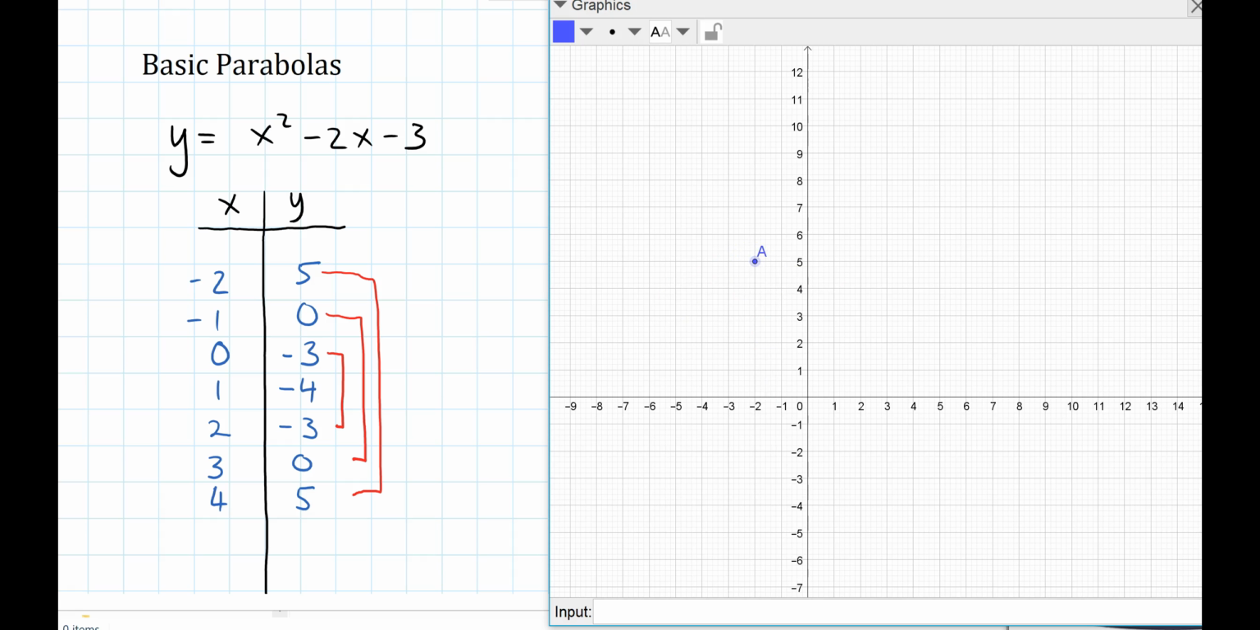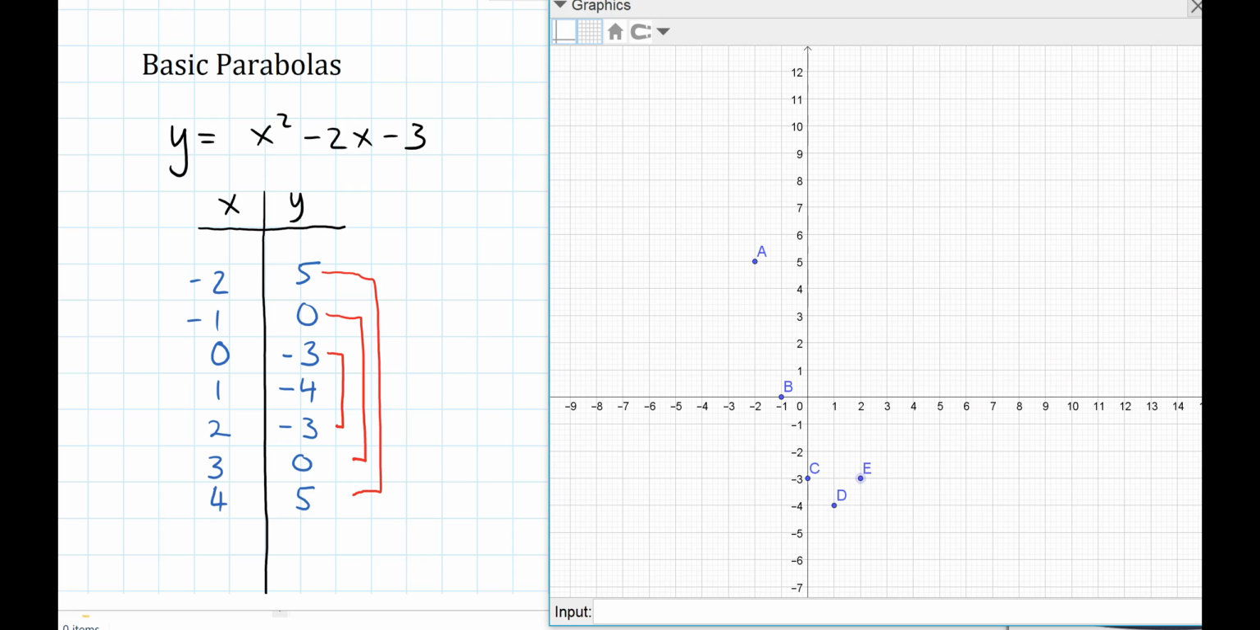Get my next point, which is -1, 0. That's over here on the x-axis, where x is -1 and y is 0. Then I go and plot when x is 0 and y is -3. It's this point down over here at C. I then go to point D, which is the point 1, -4. So I've got 1 across and 4 down.